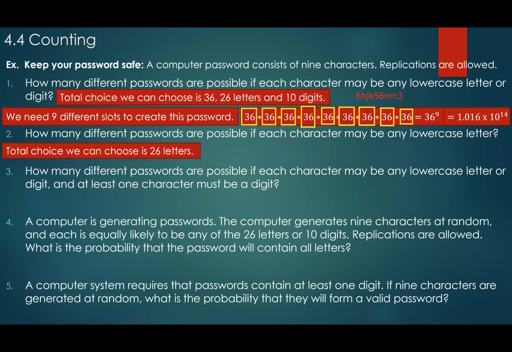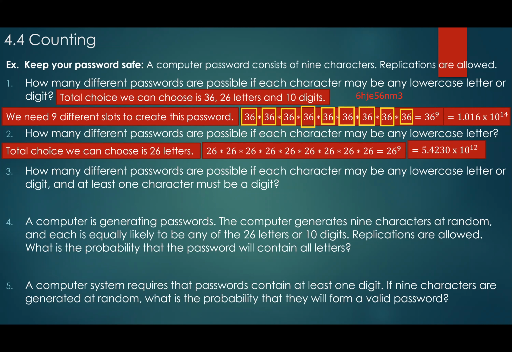Again, I can pick from the 26, but there are 9 slots to create this password. And to create this password, I need to take the 26, the choices that I have, times itself 9 times. And if I do that, I have 5.4230 times 10 to the 12th. Okay, so the difference between number 2 versus number 1 is, in number 1, you can use any letter and any number at any location. In number 2, you can only use a letter at each of your locations.